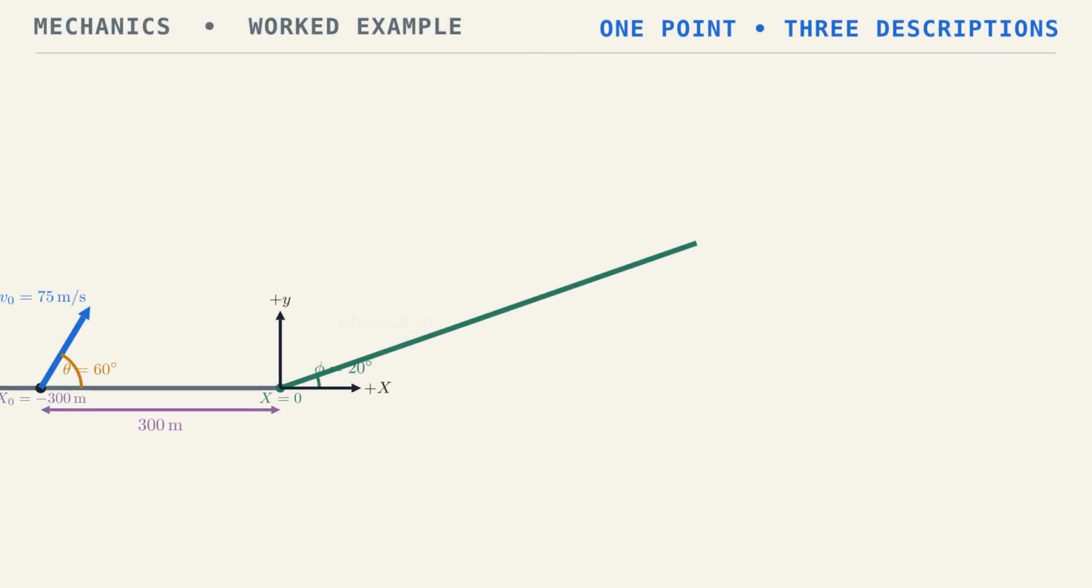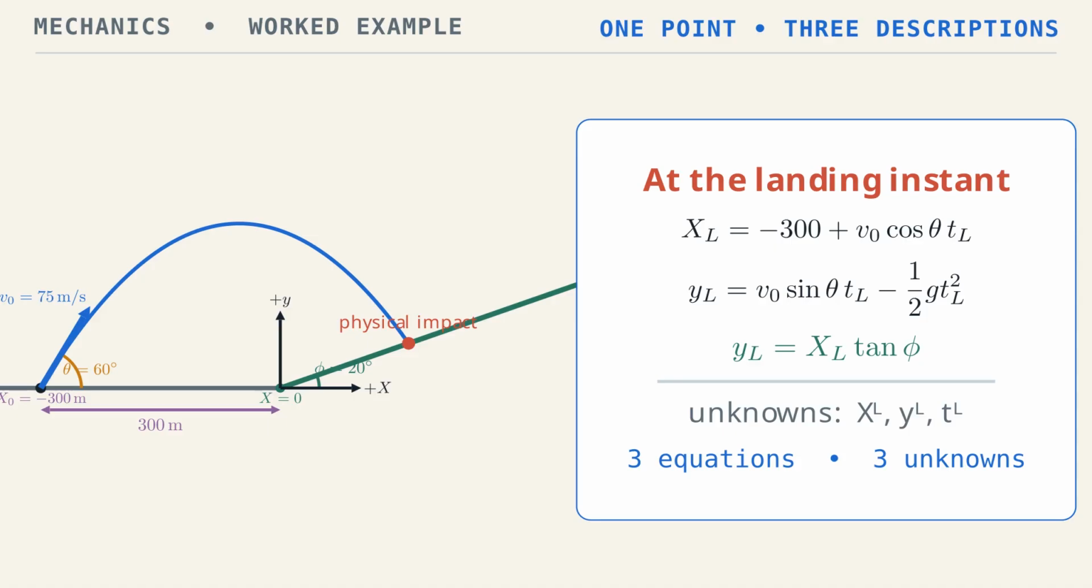At the landing instant, the projectile and the hill describe the same point. Call its coordinates xl and yl, and call the time tl. The projectile equations give xl and yl as functions of that shared time. The hill equation supplies the geometric condition yl equals xl tangent phi. The unknowns are xl, yl, and tl. Three independent equations for three unknowns confirm that the physical setup is complete before we begin the algebra.